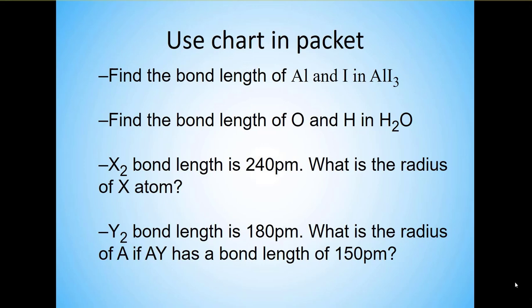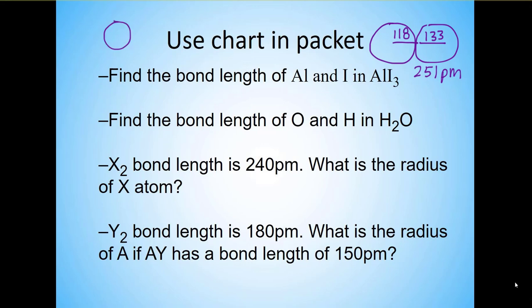So let's do this first one. Find the bond length of aluminum and iodine in aluminum iodide. So let me draw my picture. And we have for aluminum, looking up, it is 118 picometers, and then iodine is 133. So adding this up, we get 251 picometers, if I did that correctly. And that is just the length of one bond.